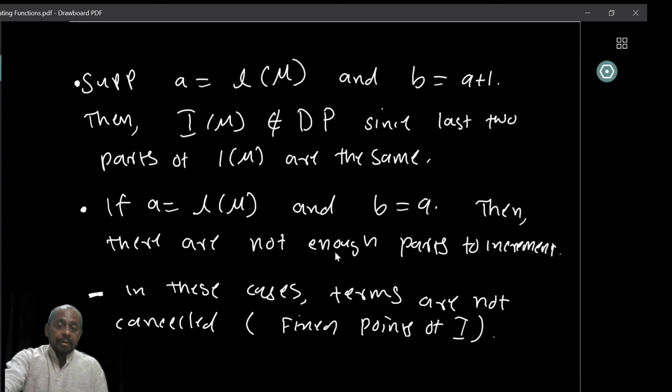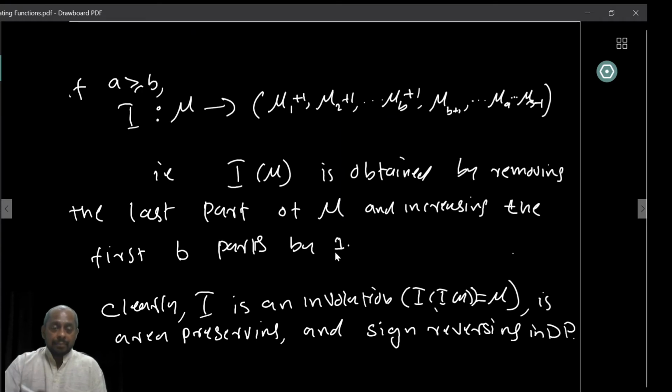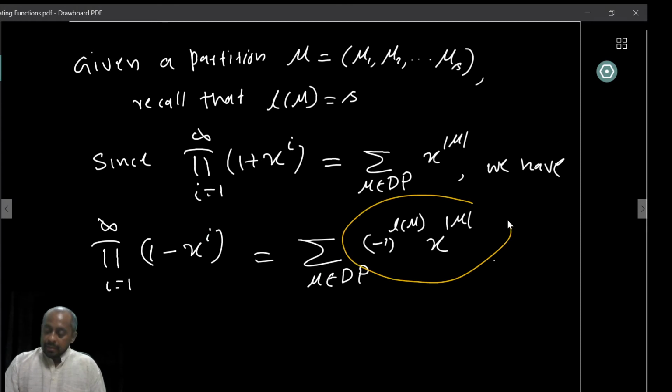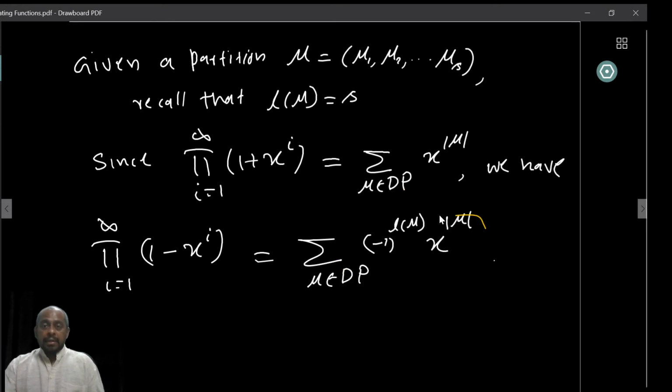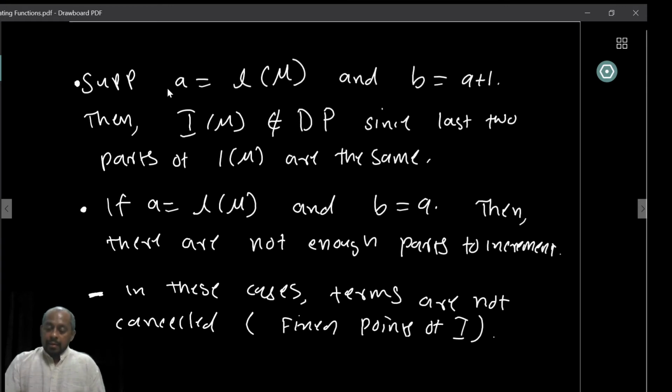So in these cases, the corresponding terms do not get cancelled. In this summation, the involution is sign reversing, so there is a plus term and a minus term, and they will cancel each other. But in these two cases, they don't cancel each other. If the length is equal to A and B is equal to A plus 1, or the length is equal to A and B is equal to A, in both these cases the terms do not get cancelled. Otherwise, they will get cancelled.